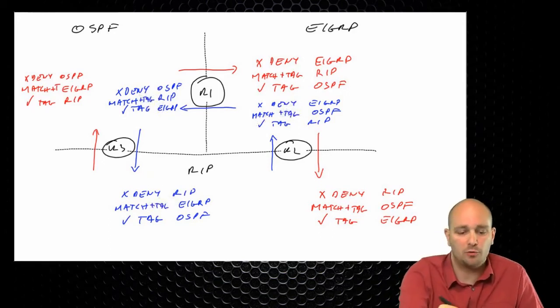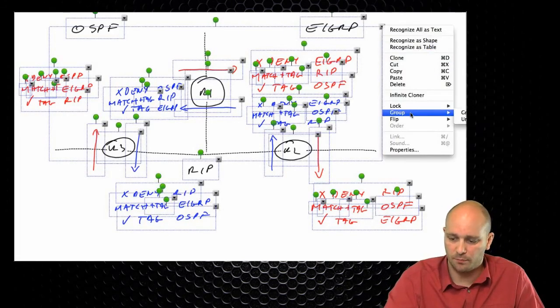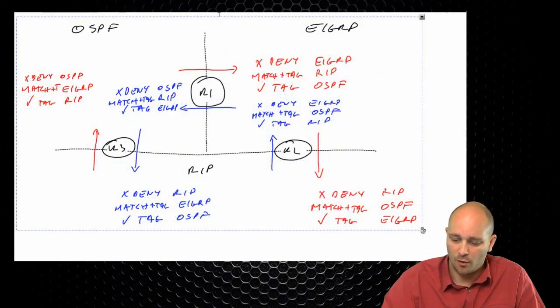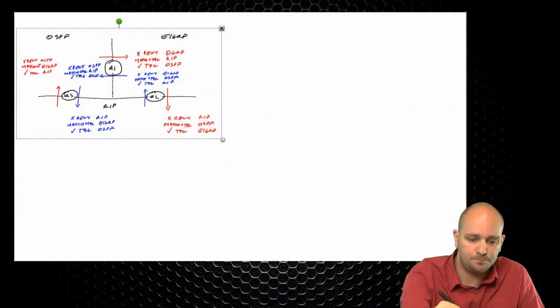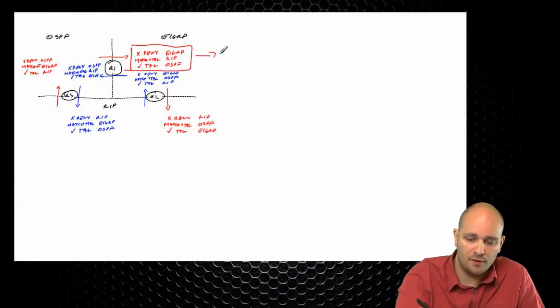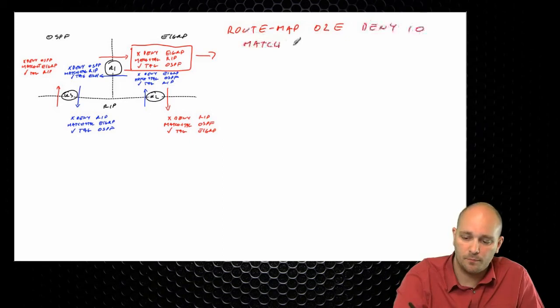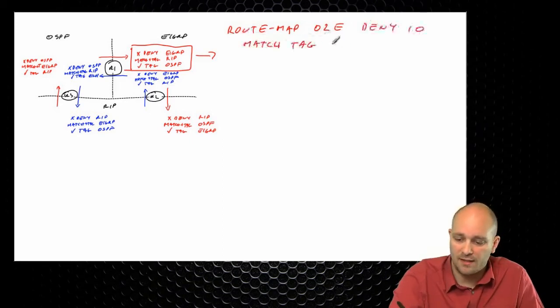This is how one route map entry might look. So I'm not going to do all of them because that will require me a lot of writing right now. So I'm just going to do one of them. So let's do this one here. So I'm just going to write out the route map for this. So what I'm going to have here is route map, let's say OSPF to EIGRP, deny 10. Then I'm going to have match tag 90.